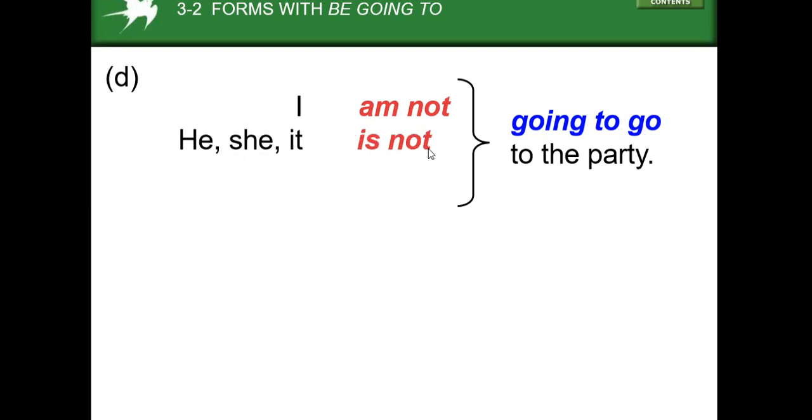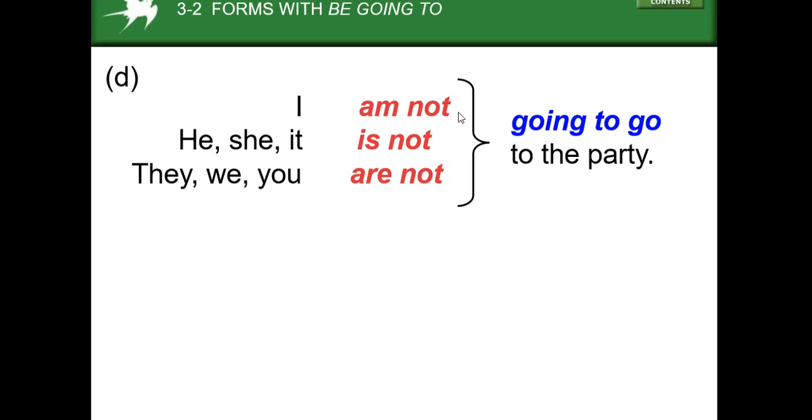He is not going to go to the party. She is not going to go to the party. They are not going to go to the party. We are not going to go to the party. You are not going to go to the party, okay?